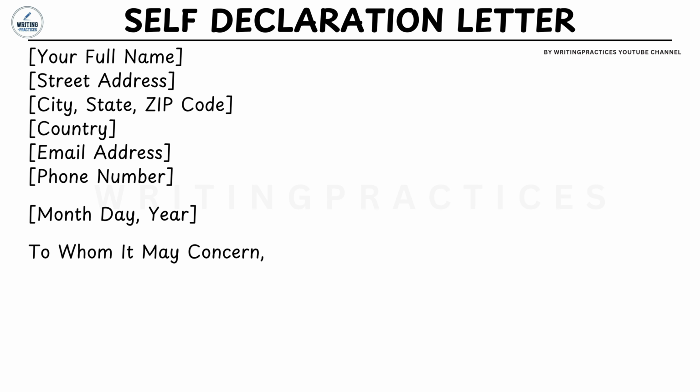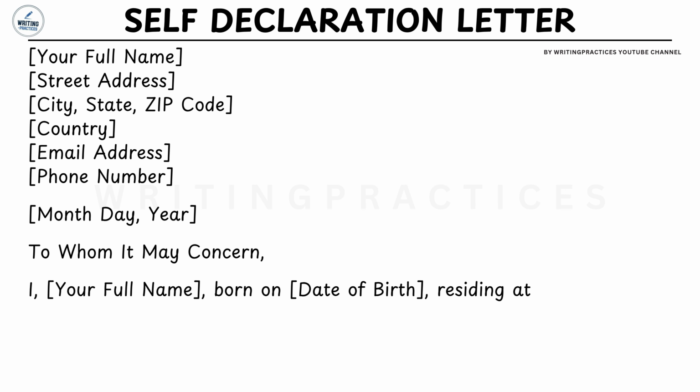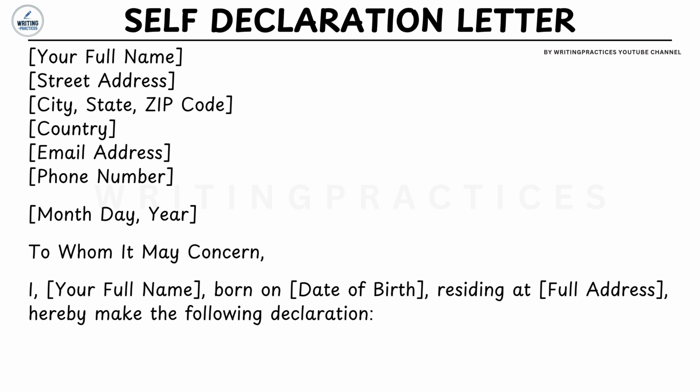Opening declaration statement. Now begin the declaration by formally identifying yourself and introducing the statement you are making. For example, I, Michael Turner, born on March 14, 1989, residing at 4518 Oak Ridge Avenue, Phoenix, Arizona 85016, hereby make the following declaration. This opening is important because it clearly establishes your identity before presenting the information being formally declared.